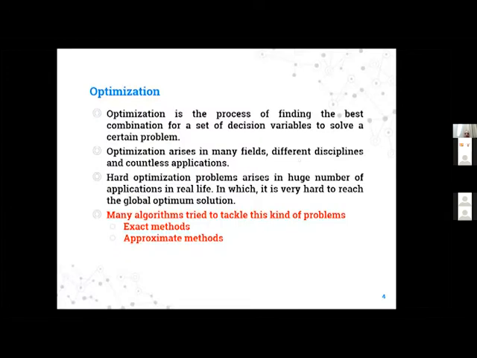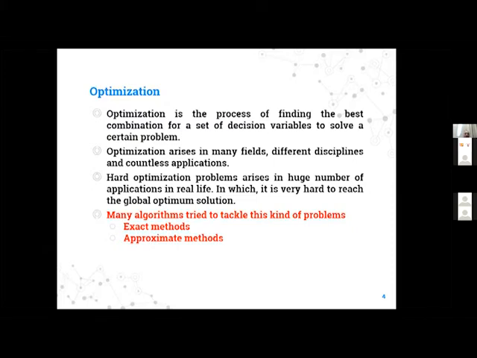First of all, optimization. What is the meaning of optimization? Optimization can be defined as the process of finding the best combination for a set of decision variables to solve a certain problem. Besides, optimization arises in many fields, different disciplines, and countless applications. Actually, we encounter it in our daily life.